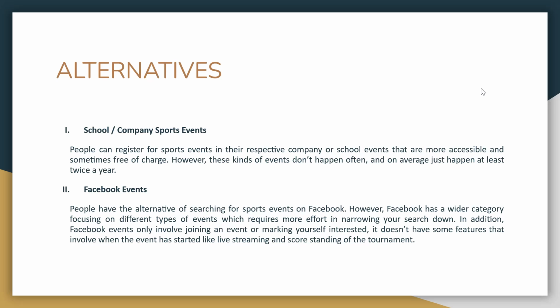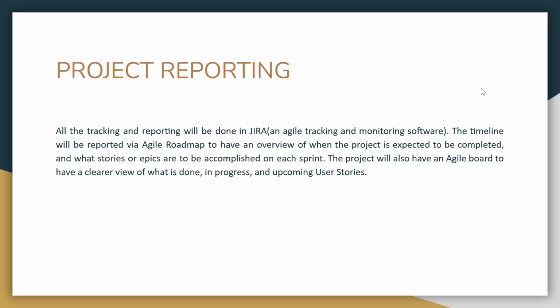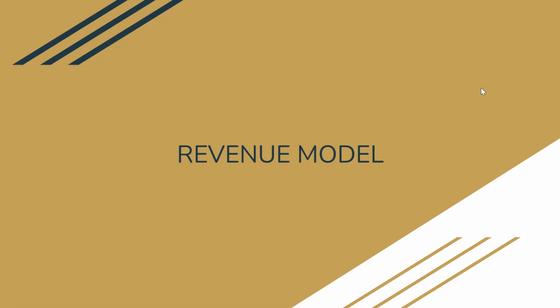And next, for our project report, for tracking and reporting, the project will use Jira. Jira is an agile tracking and monitoring software. So the timeline will be reported on an agile roadmap to have an overview of what is to be done on each sprint. The project will also have an agile board to have a clear view of what is done, in progress, and upcoming user stories. And next, we have the revenue model by Pooja.